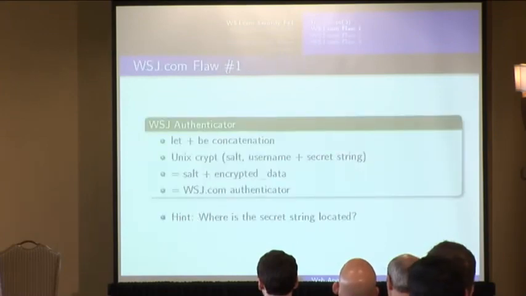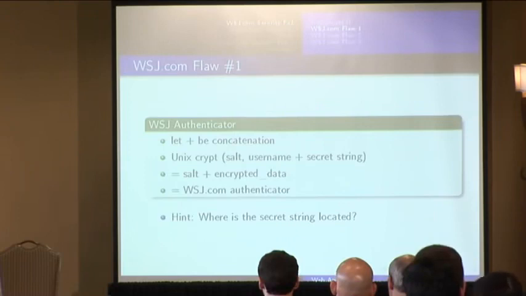So here's the Wall Street Journal's .com's flaw. Their first mistake, our first of the talk. Basically, a plus is concatenation. They basically did a Unix crypt of the salt with the username concatenated with a secret string, and that would give them encrypted data, and they use that as the authenticator. Does anyone see the problem with this particular one?